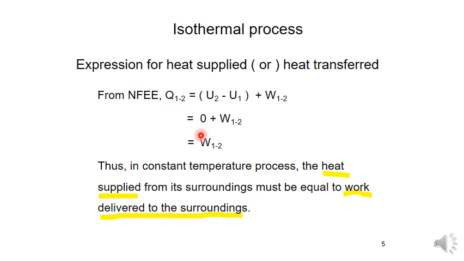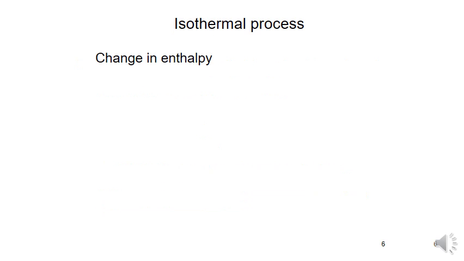Q1-2 is equal to W1-2. Change in enthalpy: H2 minus H1 is equal to mCp (T2 minus T1). In an isothermal process, we keep the temperature constant, meaning T1 equals T2. So the change in enthalpy is also equal to 0.